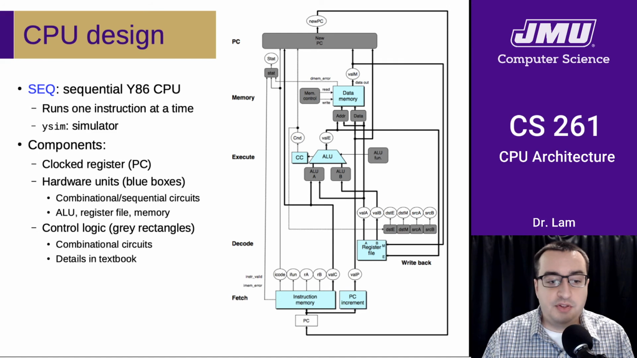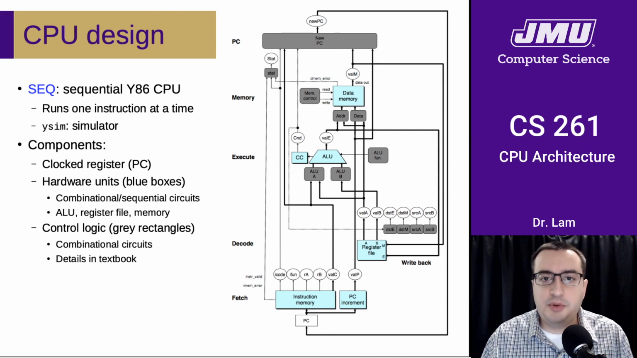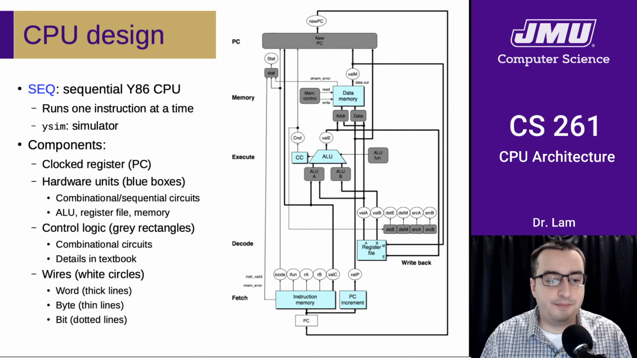The rest of this is a bunch of control logic, these gray rectangles. We haven't looked at these specifically in our lectures so far, but the details are in your textbook, and they're really just combinational circuits. They're just there to help split up data and combine it in various ways. And again, the details are all there, but the details aren't terribly important for us.